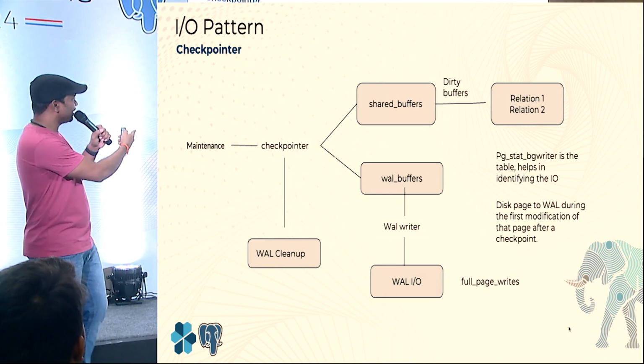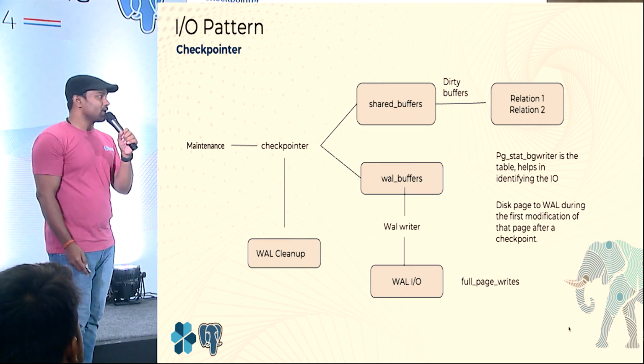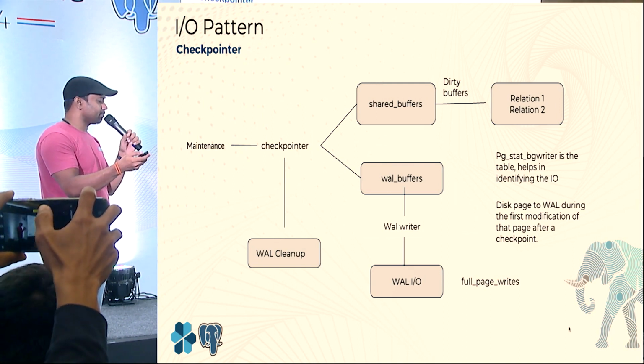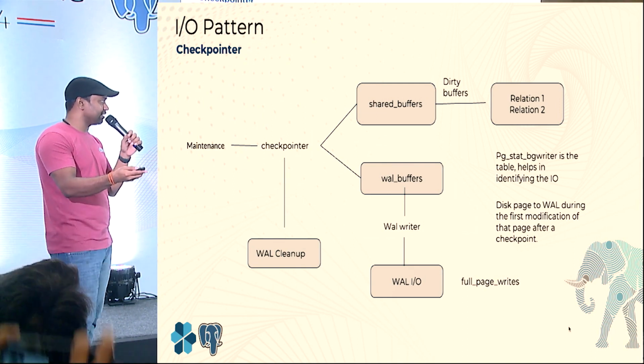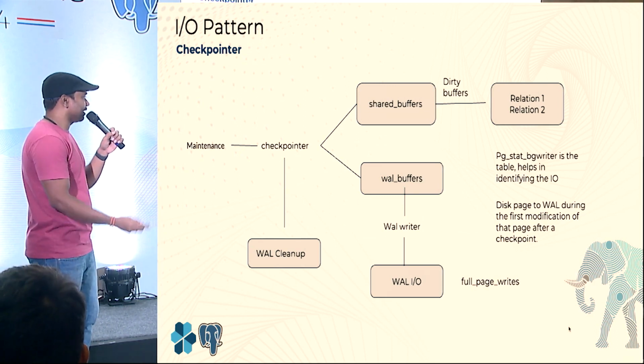Again, it is maintenance, like it happens every 5 or 10 minutes, or at the scheduled time. Or it also happens if you have configured a WAL size, right? So this happens periodically.